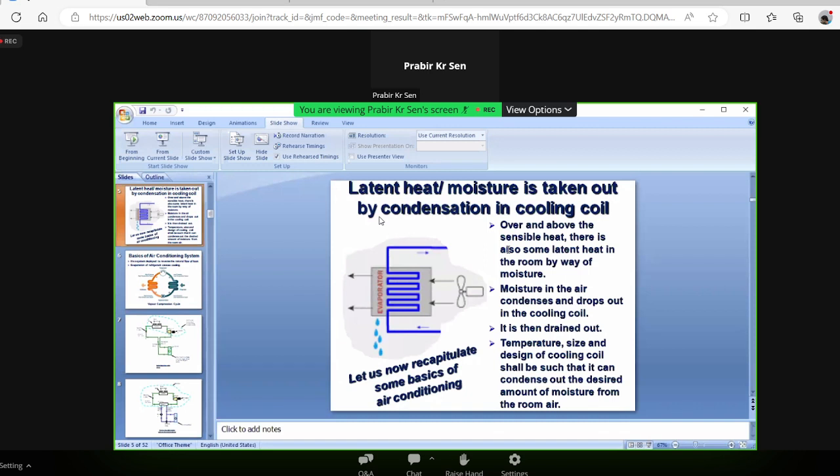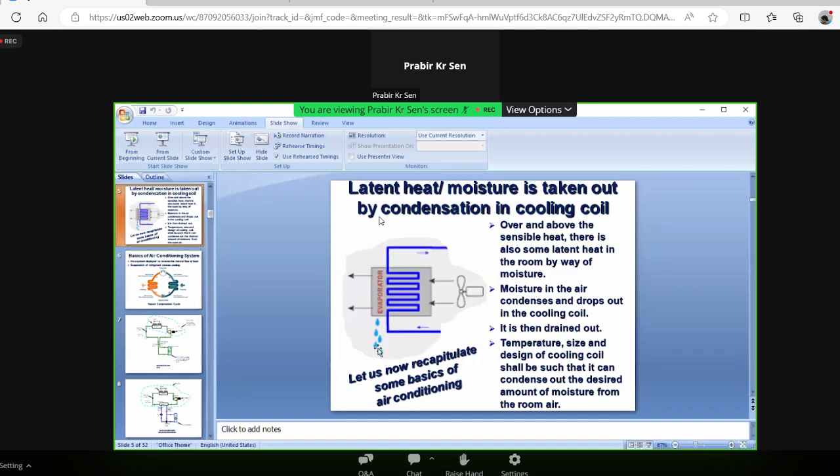So the latent heat part of the heat load is not taken away by the supplied air. The latent heat part is taken out by condensation in the cooling coil. Latent heat means it's water vapor, moisture in the air. So when the air passes through a cooling coil, the moisture in the air condenses and it comes out.